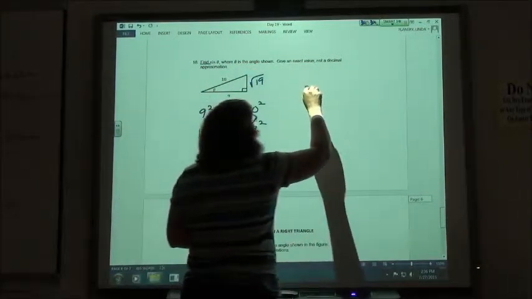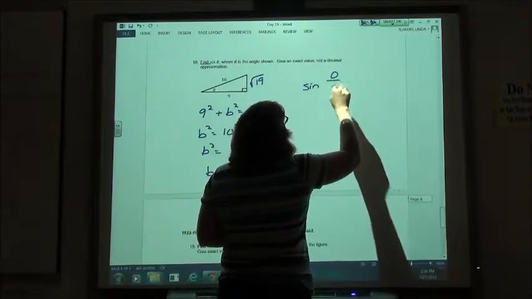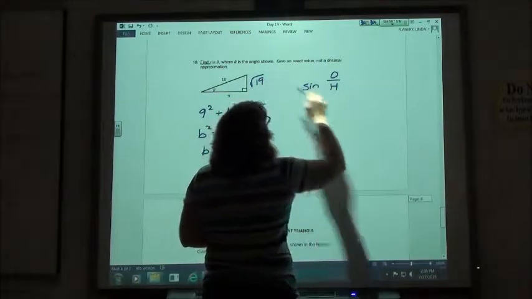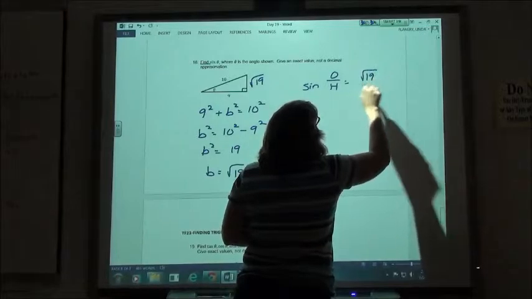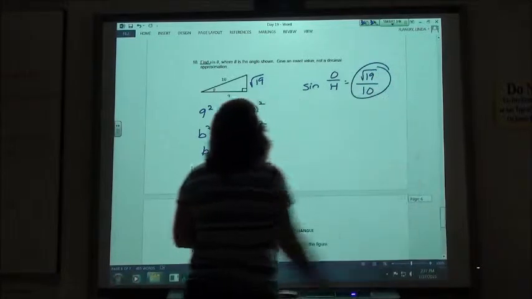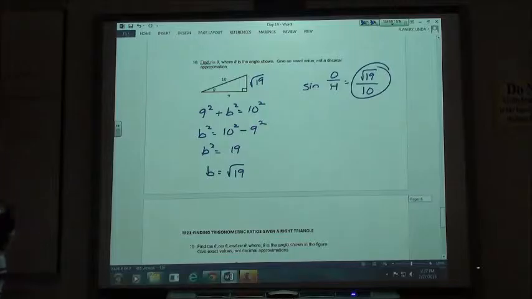And we are doing the sine. Sine is the opposite over hypotenuse. The opposite is the square root of 19. The hypotenuse is 10. So we get square root of 19 over 10 for our answer.